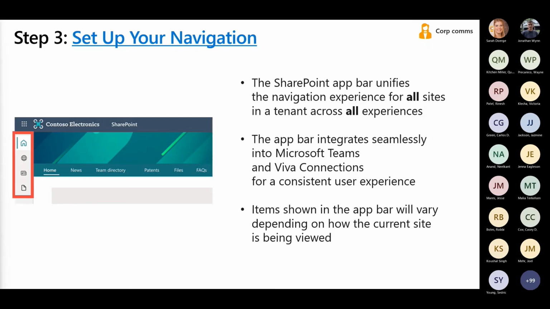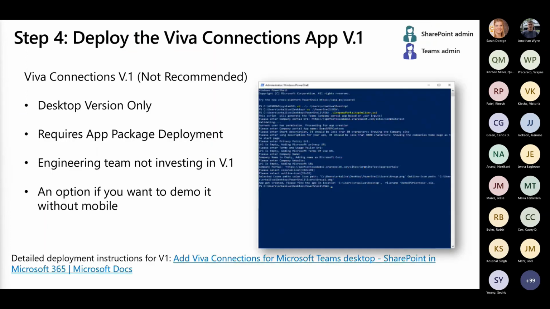All right. So on to the last step. This is the easiest one, and I just want to make sure that we're understanding each of the different options here. This first version one is the one that I'm not going to go into. It's not really my recommendation, and here's why. Version one was released months and months ago of the Viva Connections app. This Viva Connections app is basically a deployment so that you have it available in Teams. Version one is going to be the desktop version only. You're not going to get the mobile version of it.